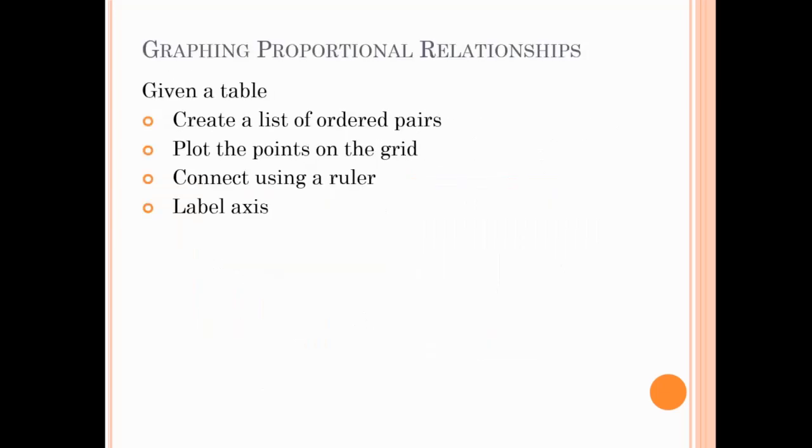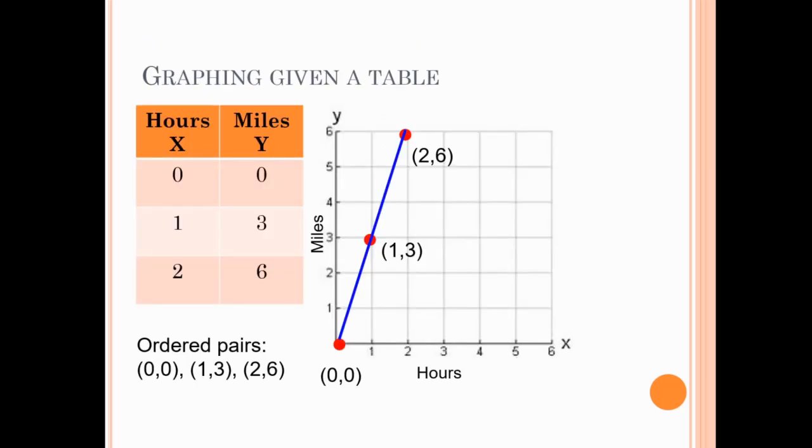So now we have to graph a proportional relationship. We are given a table. Our task is to create a list of ordered pairs, plot the points in the grid, connect them using a ruler, and label the axes. Let's move on. Here's the table that we're given. We have hours, x, and miles, y.